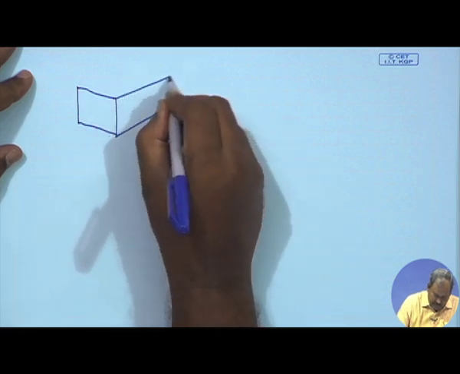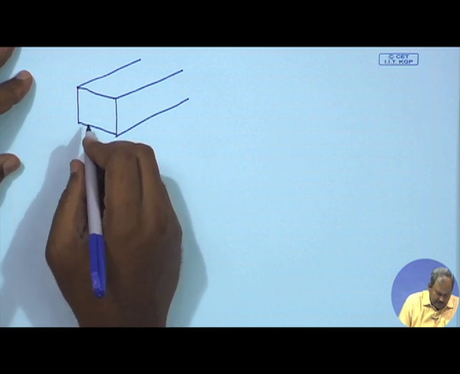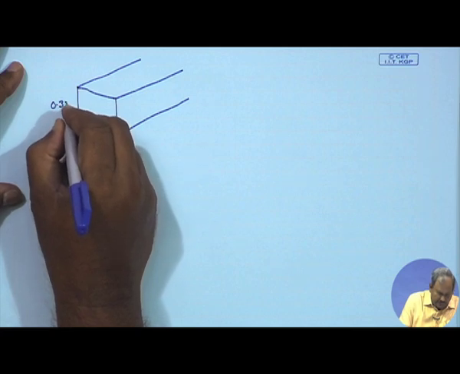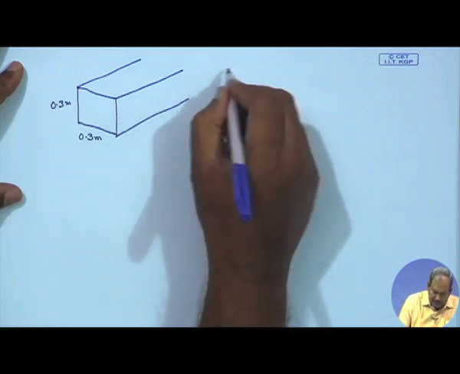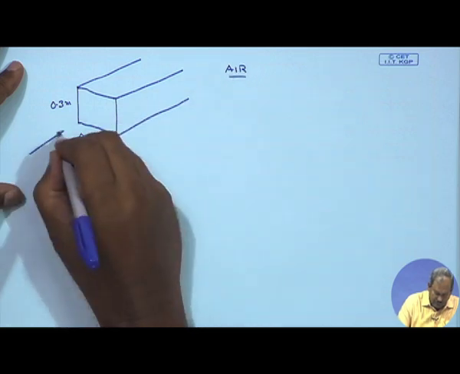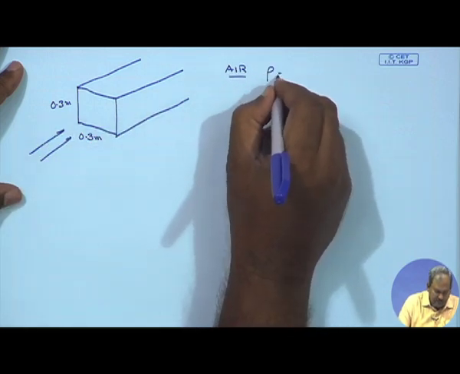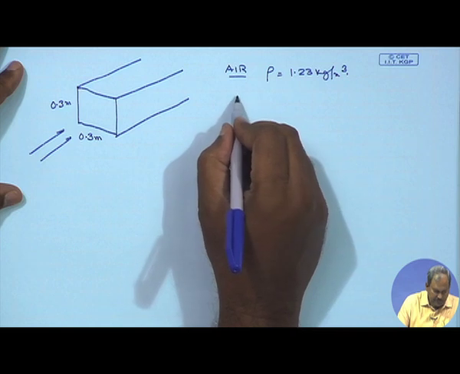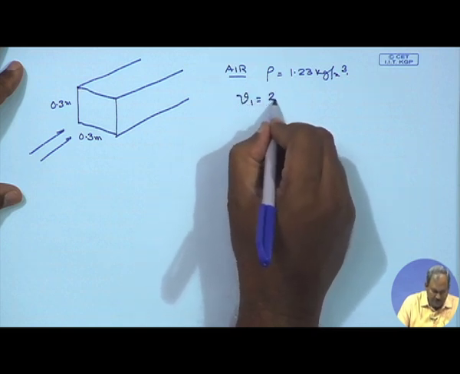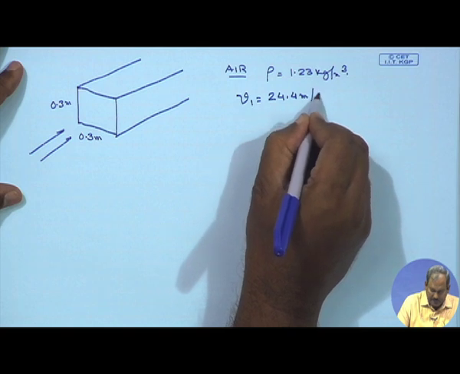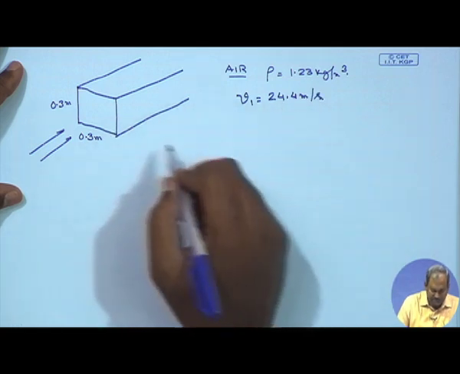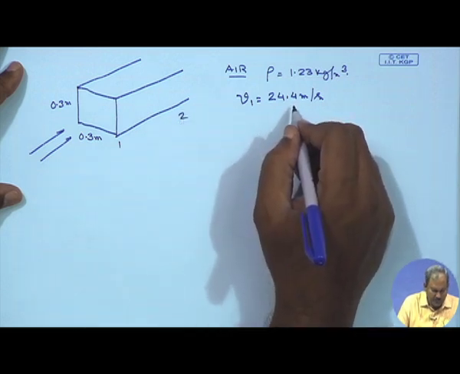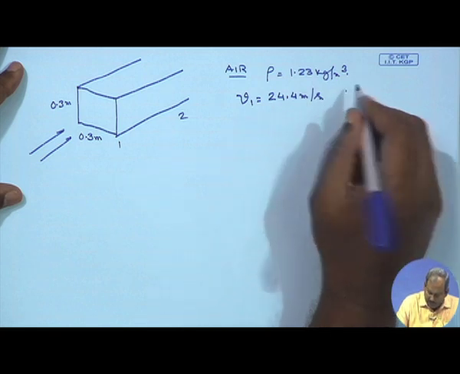So here I have a square duct and the size of the duct is 0.3 meter and this is also 0.3 meter. Air is flowing through it. So air flows through this duct which has a density equal to 1.23 kg per meter cube. The velocity V1 is going to be equal to 24.4 meter per second at the beginning of this section. Okay, so this is 1, this is 2, this is 24.4 meter per second, and it is turbulent boundary layer everywhere.